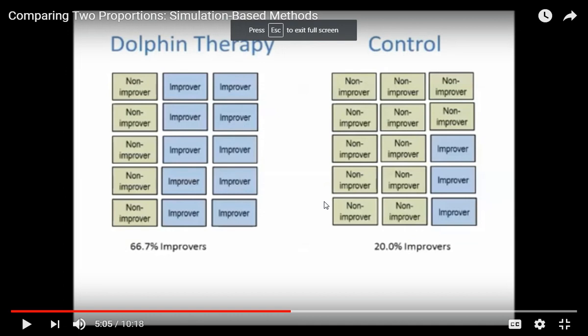Okay, everyone ready? So that's where we are right now. 3 improved in the control group, 10 improved in the Dolphin group. Okay, we're going to shuffle them and see what ends up happening. Shuffle them once. Is once going to be good enough, by the way? Just doing this once? What's good enough? More and more and more and more. All right, here we go.